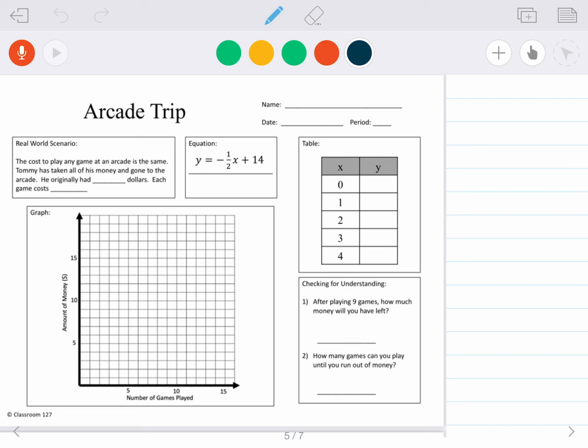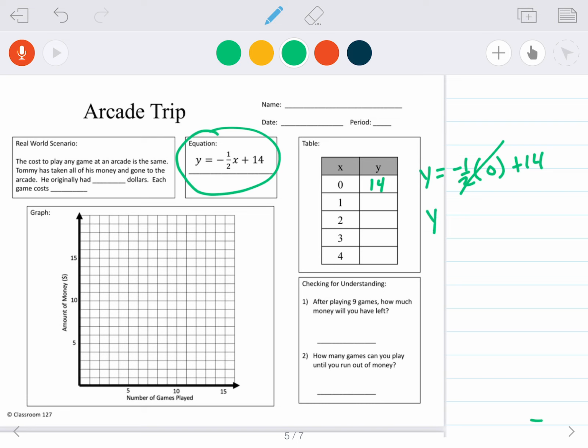All right, so this time we have the equation, and we want to fill out the table based on that. They give us the x values for our table, and let's fill out the y values. So when x is 0, we're using this equation to get y equals negative 1/2 times 0 plus 14. This goes to 0. 0 plus 14 is just 14.